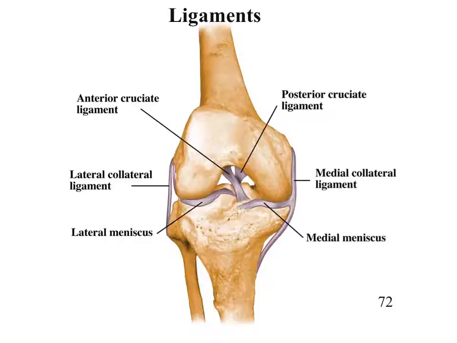You can also see the lateral collateral ligament on the left and medial collateral ligament on the right. Lateral means to the side or outside of the body, and medial means towards the middle of the body. Collateral means that they work together to prevent side-to-side movements.